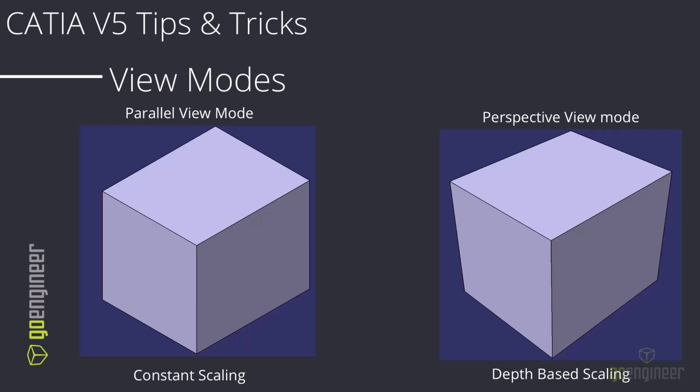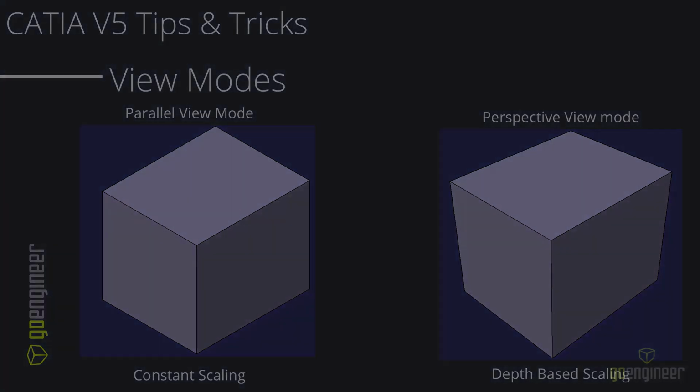CATIA has a couple display modes, and utilizing each comes down to user preference. The two modes are Parallel and Perspective. Parallel represents data with constant scaling, regardless of model depth. Perspective applies depth, and this affects represented width and height scaling.